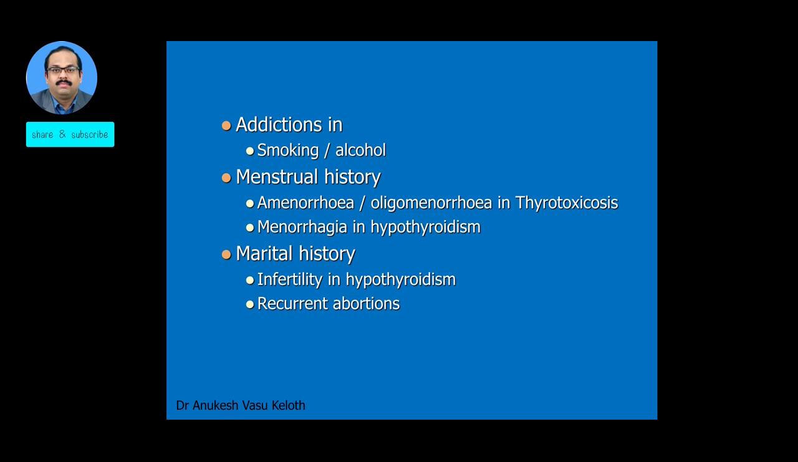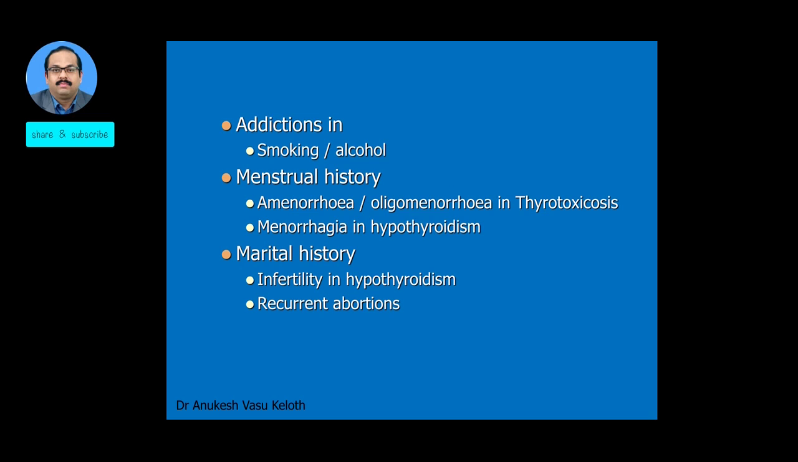Oligomenorrhea, that is a slightly increased gap between the periods, both are seen in thyrotoxicosis. Now, menorrhagia, an increased flow during the menses, is seen in hypothyroidism. Now, regarding marital history, if there's a history of infertility post marriage or a history of recurrent abortions, then we must consider hypothyroidism as well as autoimmune causes of hypothyroidism. Now, hypothyroidism is a separate topic.